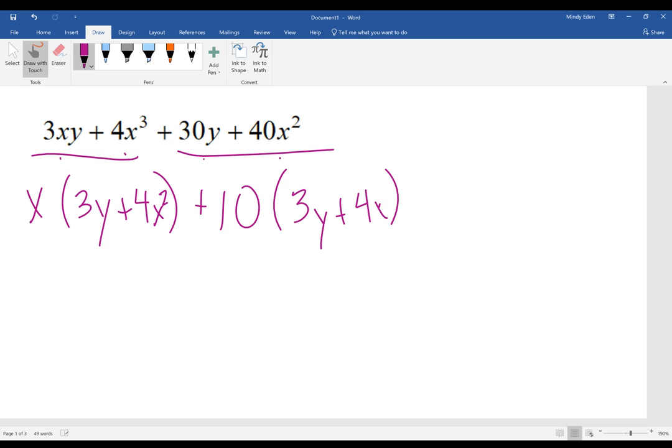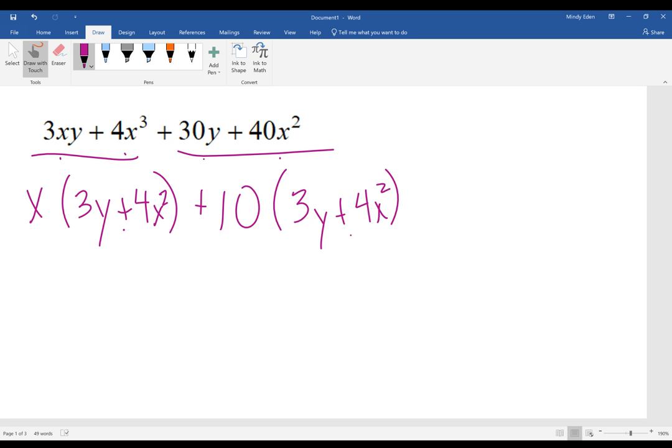Now, because you know the two parentheses need to be identical, some students will force them to be identical, and that's a mistake because this is how you catch your errors. So actually come up with the common factors and see if your parentheses are identical on their own.